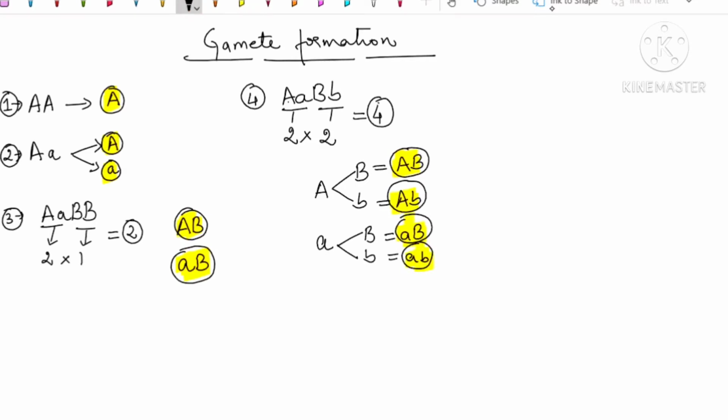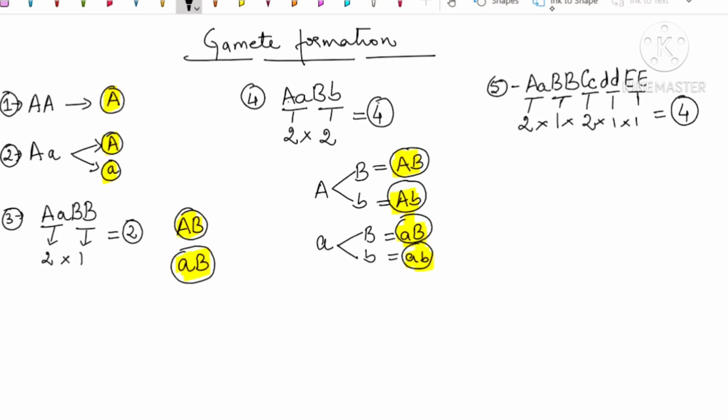Now let us take another case. First heterozygous, second homozygous, third is heterozygous, fourth is again homozygous, and fifth is also homozygous. Then how many types of gametes will it make? You know this will make two types. This will make only one type. This will make again two types. This will make only one type. And this will also make only one type. So the total types of gametes, your answer will still be only four types.